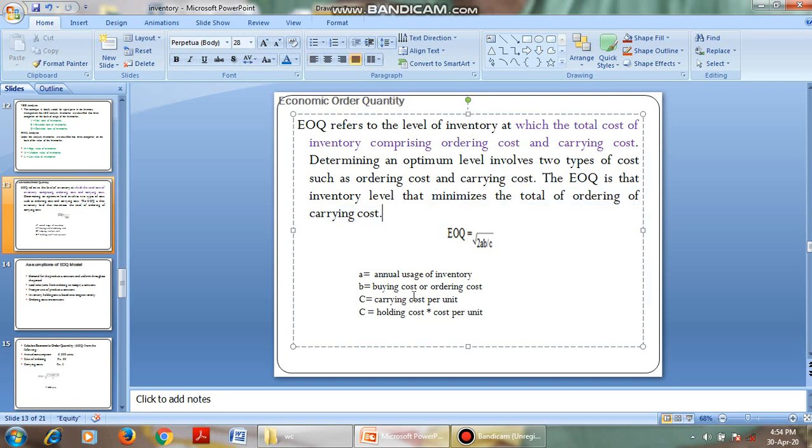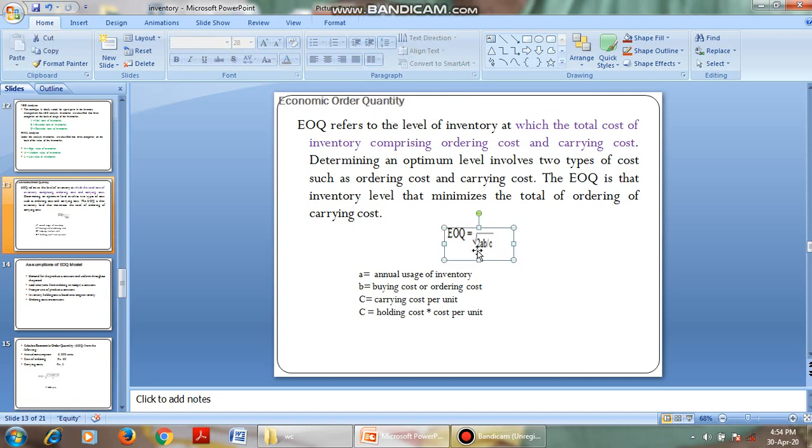See, in a simple sense we can say that economic order quantity is the quantity of inventory where we will minimize the total ordering cost as well as the carrying cost of the inventory. We call it economic order quantity. The formula for economic order quantity is square root of 2AB by C.